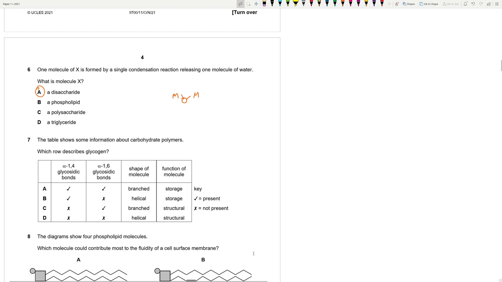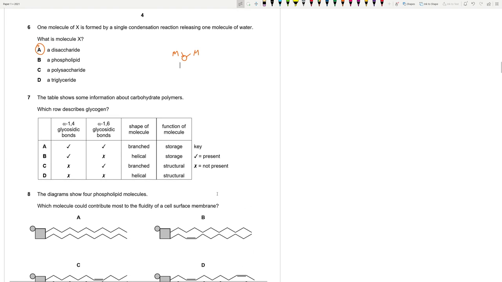The table shows some information about carbohydrate polymers. Which row describes glycogen? So remember, glycogen is present in animals. It has both 1,4 and 1,6 glycosidic bonds, and it is branched. It is used for storage. That's why A is correct.